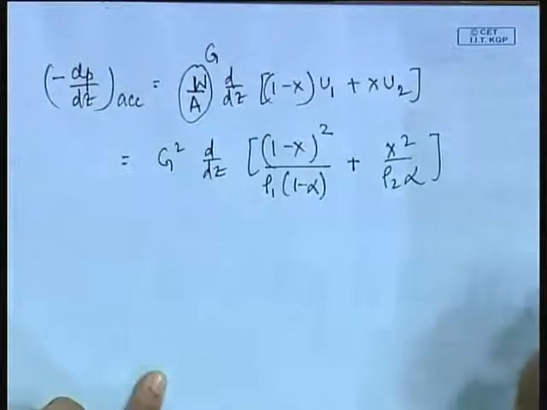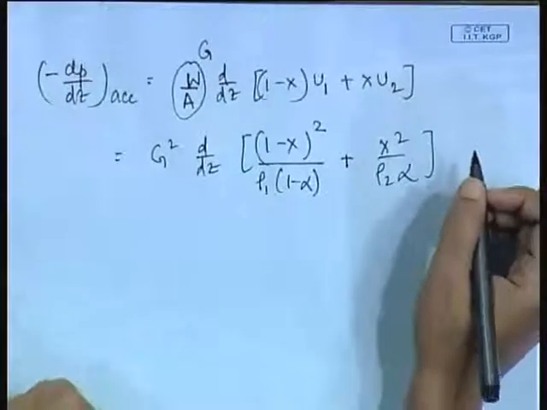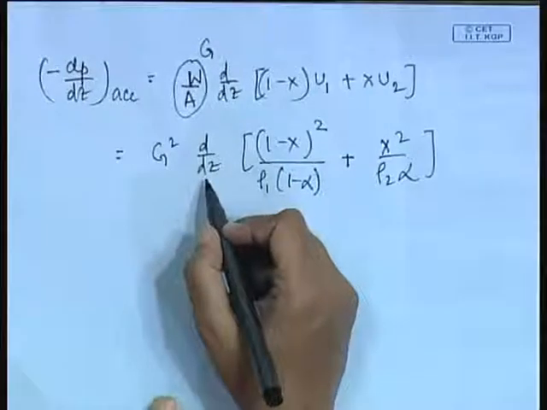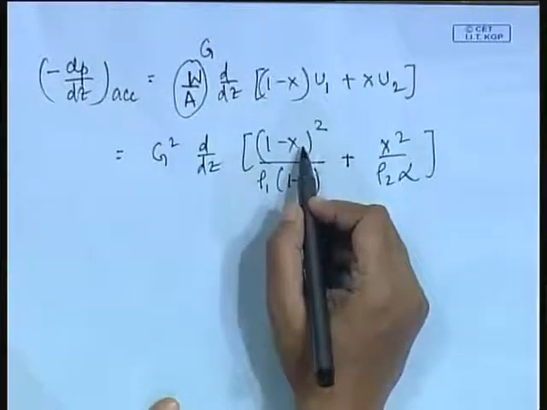Now, in this particular case, we find that what are the things which vary with z? X varies with z if there is some heat flux.